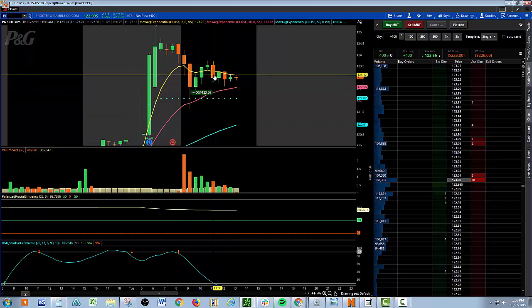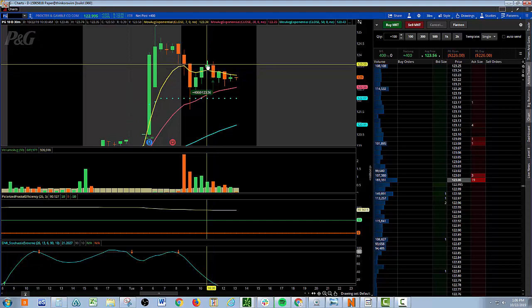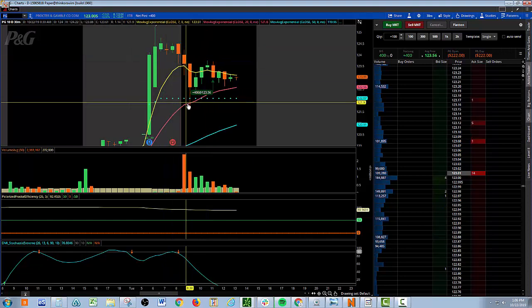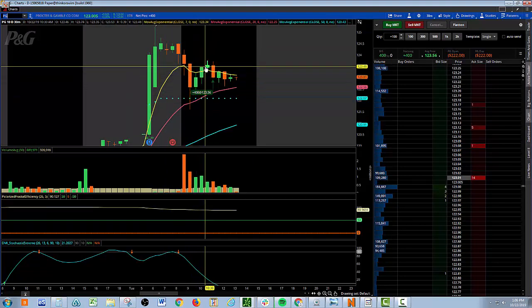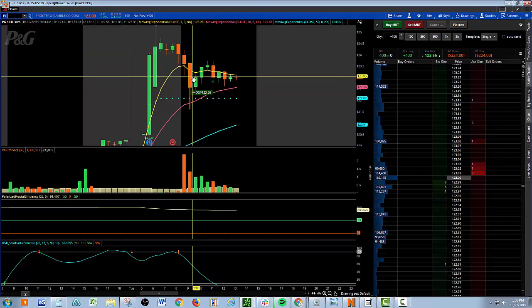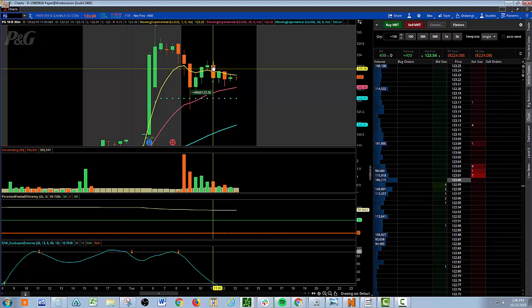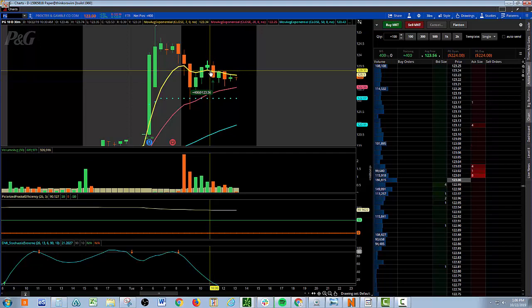Well, when we got in P&G, we got in on this candle right at the 11 o'clock hour, right after this upward green bar. So what we notice here, it came down to the 20 and then bounced. So that's an indicator that, hey, this could potentially continue this momentum up, as we've seen on the daily chart.